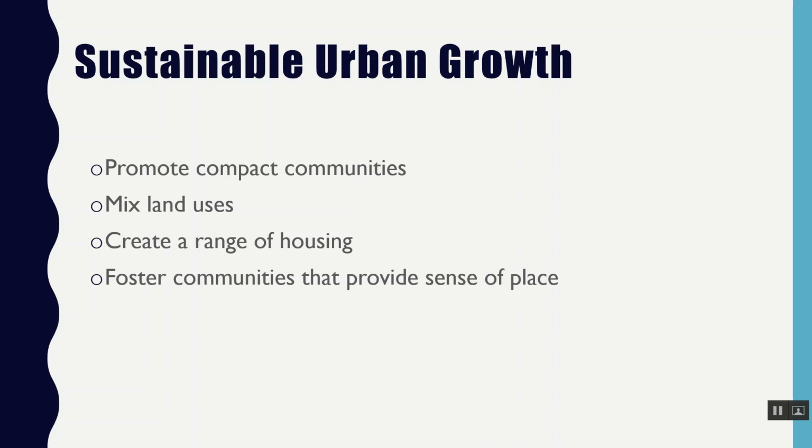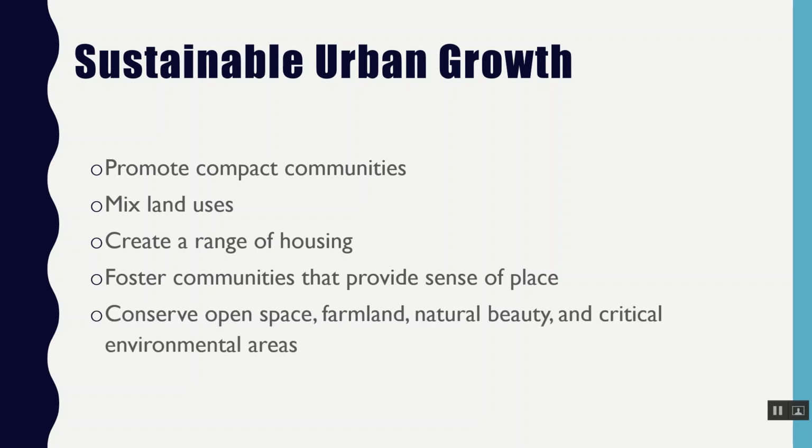And it also fosters communities that provide a sense of place. And so what do I mean by that? Ideally, you're fostering neighborhoods where people know their neighbors, interact with their neighbors, and this gives people a sense of ownership over their street and over their community and over their local parks. And so these neighborhoods tend to be better taken care of. And ideally, we're also looking to conserve open space where we can, and farmland and natural beauty and critical environmental habitats at the same time. So not going back out again to that urban sprawl where we're going to destroy a lot of that land, but we're going to try to conserve it.